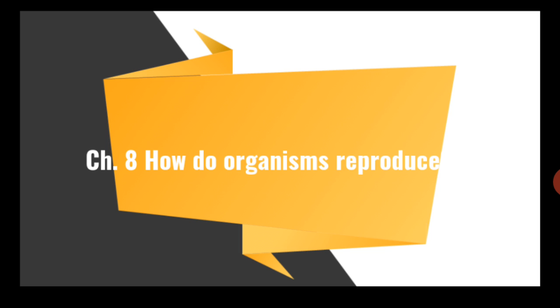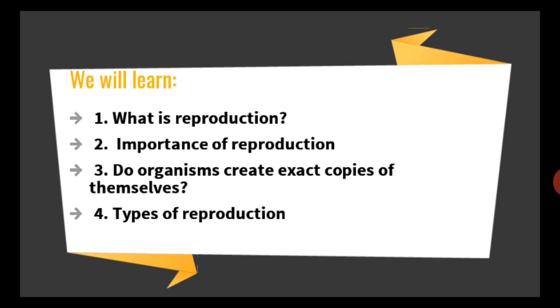See, we are able to see different kinds of organisms. How is this possible? Yes, it is possible because these organisms produce the individuals of their own kind. That is, they produce the individual of their own kinds by the process of reproduction. So in this chapter, we are going to learn what is reproduction, importance of reproduction, do organisms create exact copies of themselves, and types of reproduction.